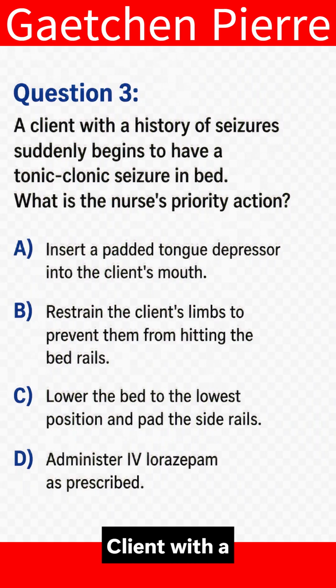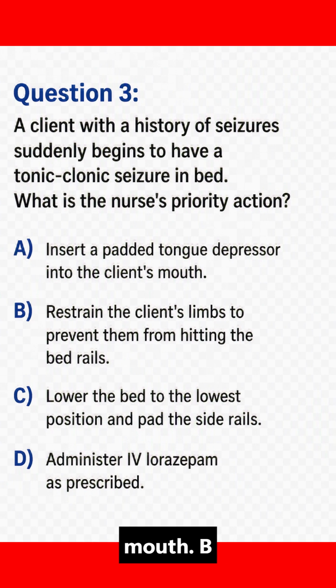Question 3. A client with a history of seizures suddenly begins to have a tonic-clonic seizure in bed. What is the nurse's priority action? A. Insert a padded tongue depressor into the client's mouth. B. Restrain the client's limbs to prevent them from hitting the bed rails. C. Lower the bed to the lowest position and pad the side rails. D. Administer IV lorazepam as prescribed.